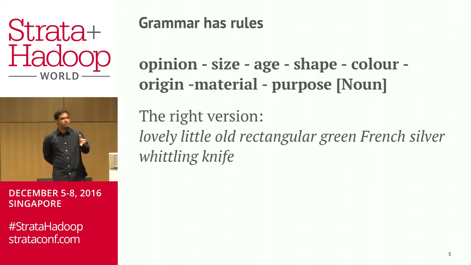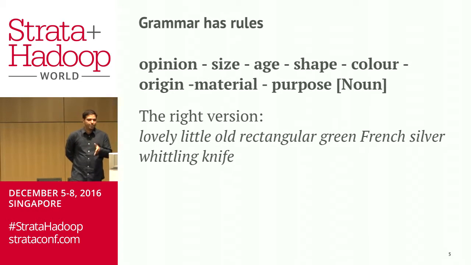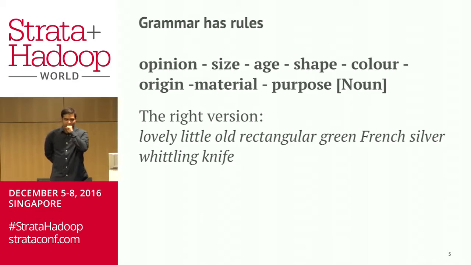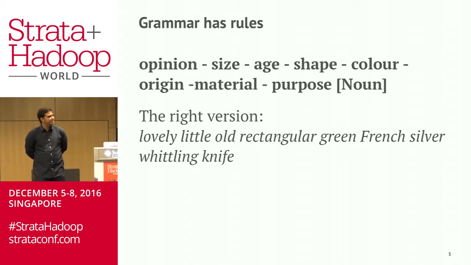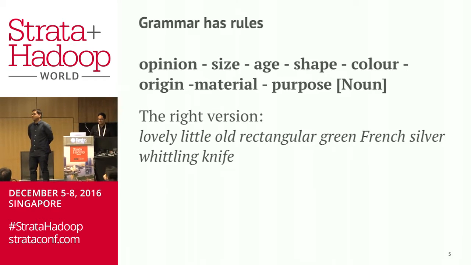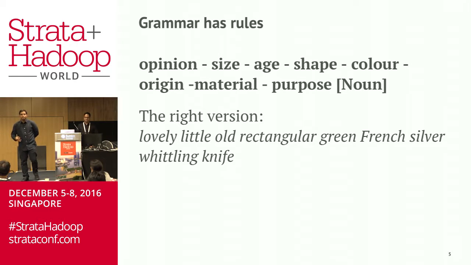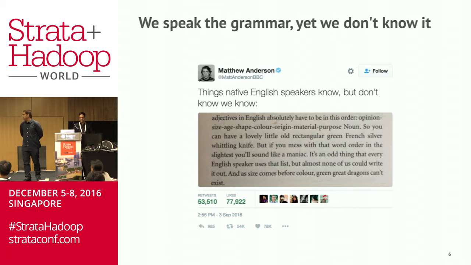So there is a rule. It's not that there is no rule in grammar on this. We go by the order of opinion, size, age, shape, color, origin, material, purpose, and noun. So the right version is lovely little old rectangular green French silver whittling knife. And it's not surprising that we don't know this, because we may know how to speak before we know how to construct a grammatically correct sentence. We may be constructing the grammatically correct sentence, but not be aware of this.